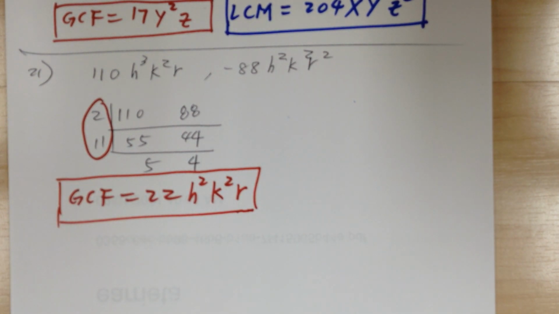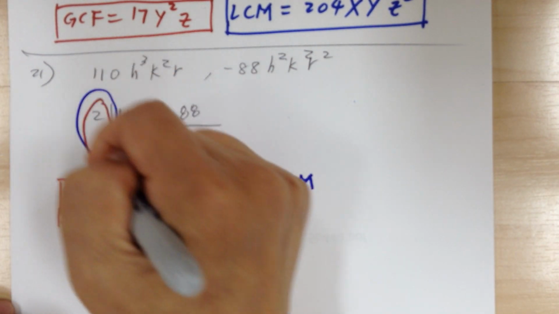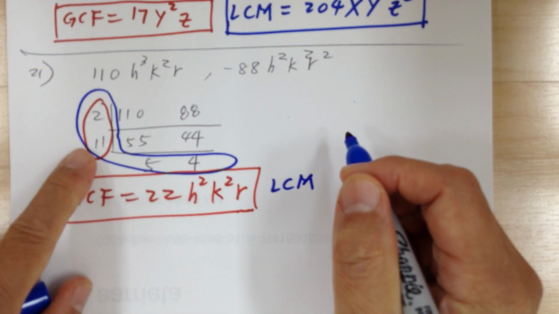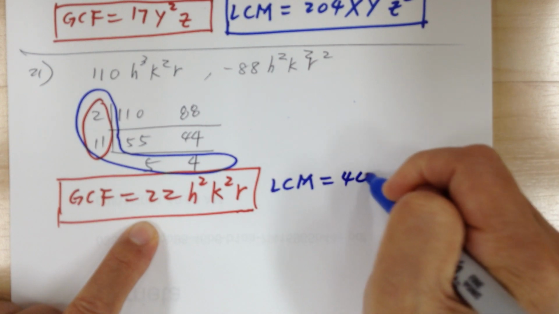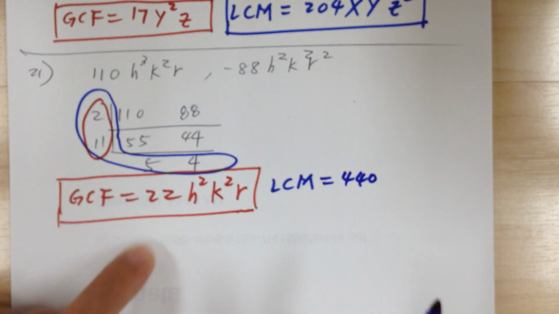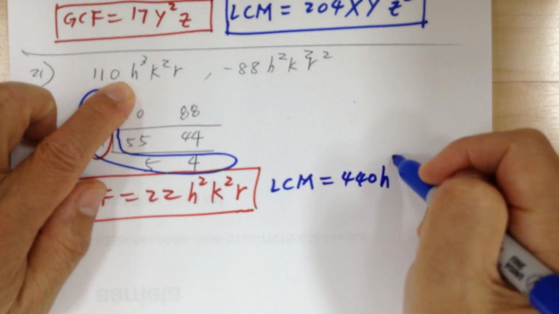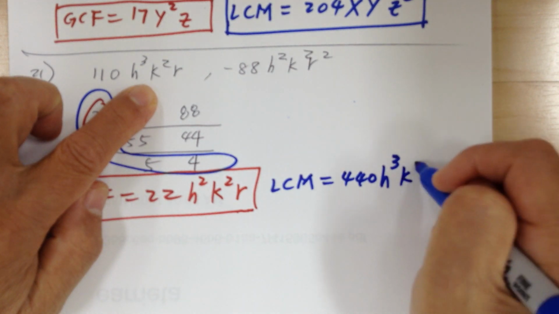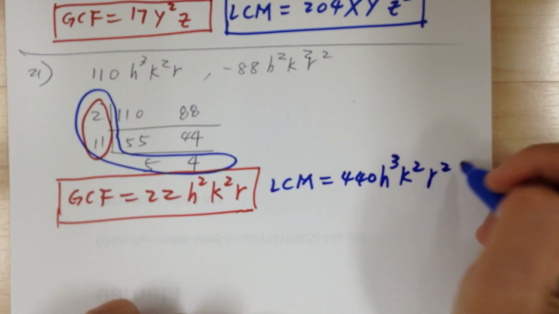Okay, now let's go to the LCM. The LCM is this whole thing over here, so you multiply 22 times 20, which will give you 440. Now for the variables, h^3 and h^2, you take the higher of the two, so it would be h^3. k^2, so it would be k^2. And then you got r and r^2, so it would be r^2.